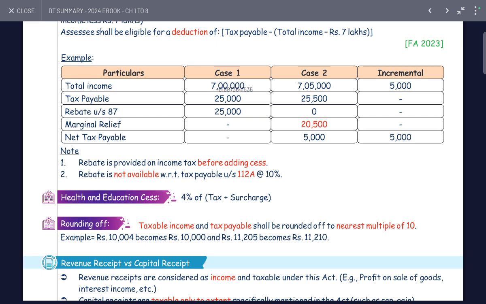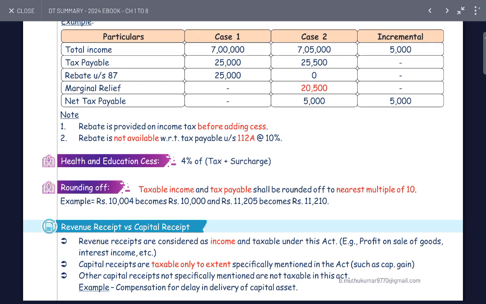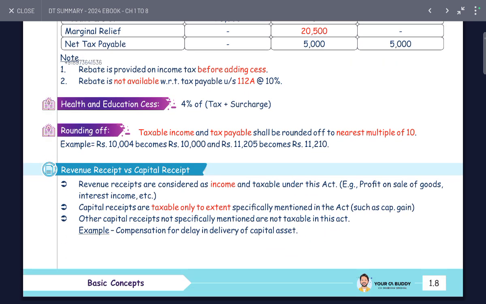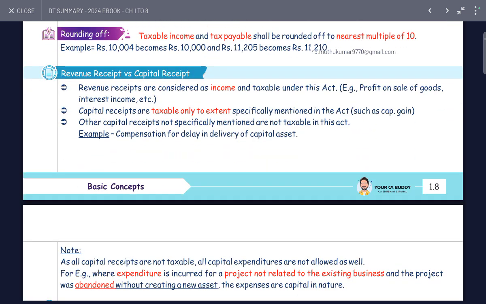Rebate is provided on the income tax before adding cess, and rebate is not allowed with respect to tax on section 111A, long-term capital gain 10%. Health and education cess is 4%, tax plus 4% plus surcharge. Rounding of the taxable income: tax payable shall be rounded off to the nearest multiple of 10. Example, 10,004 becomes 10,000 and 10,005 becomes 10,010.